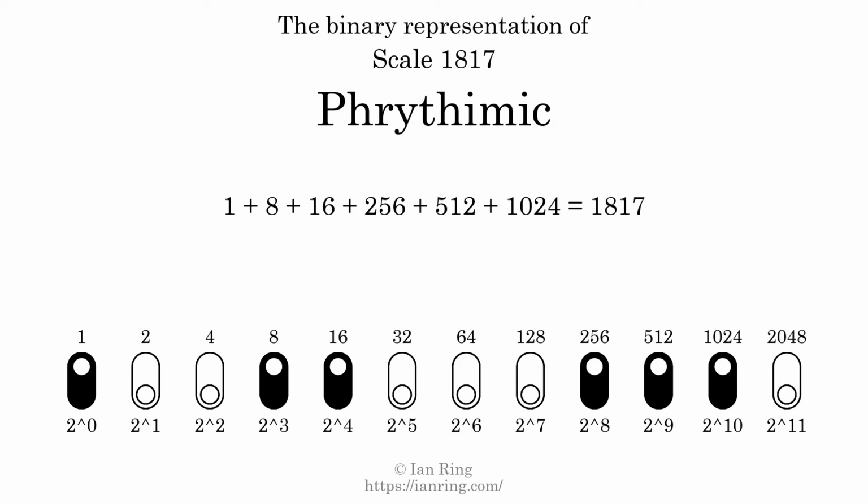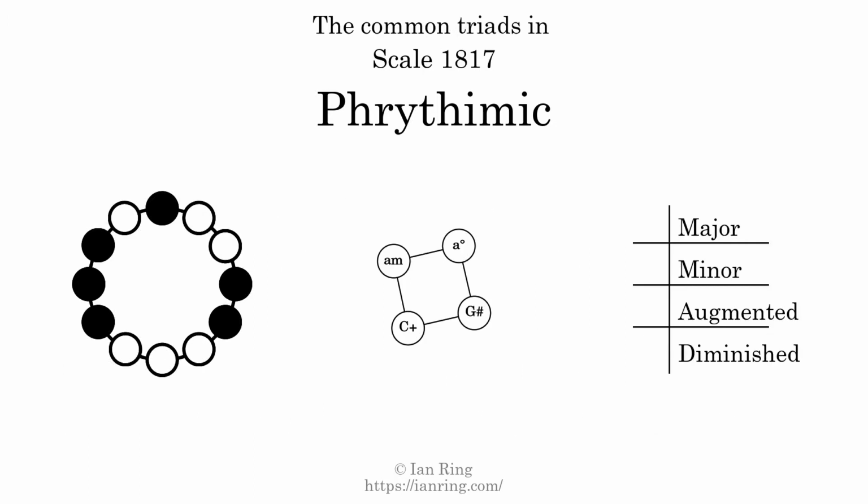1817. The scale number not only enumerates the scale with a unique index, but it also literally describes the tonal content of the scale. Represented as a binary number in base 2, the scale number is 0111000110001. Here are the common triads present in this scale.